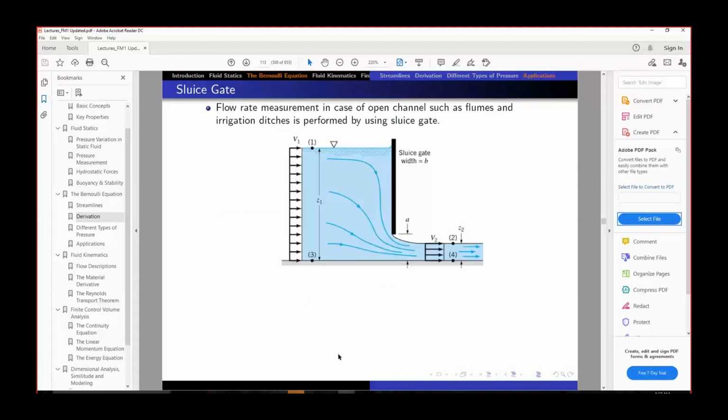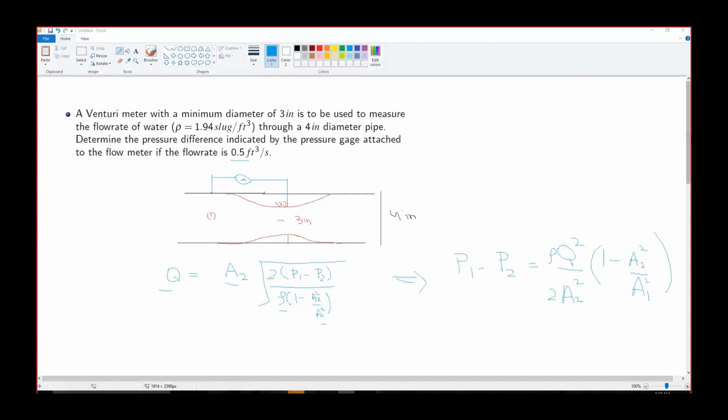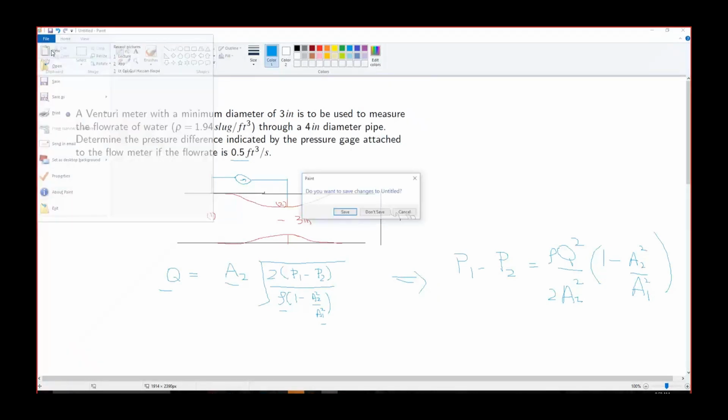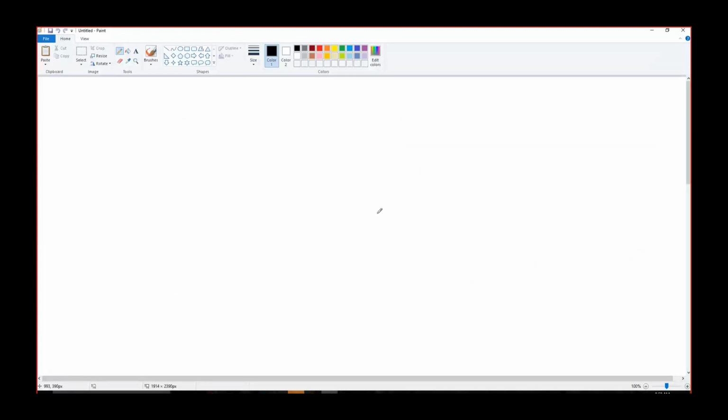Now, how do you measure flow rates in an open channel? We have discussed flow rate measurement for closed channels, but what about open channels? Let's say you have a canal like this, and you want to measure the amount of water coming into it, or the amount of water it would be supplying to some farmer in a sub canal. How can you measure that flow rate?